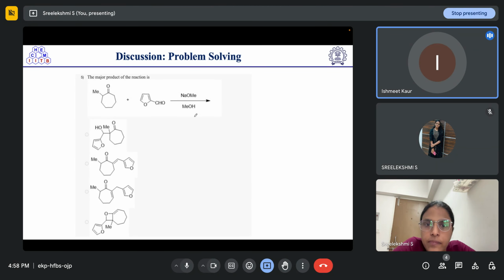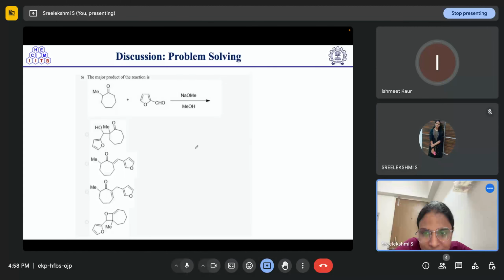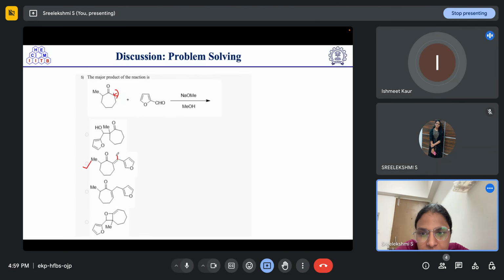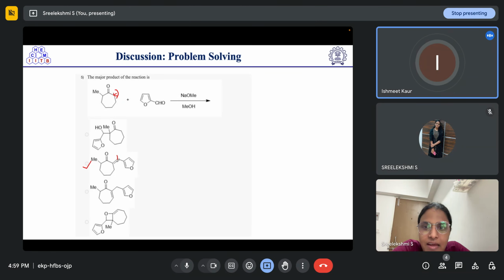Ma'am, it's option C. So you are expecting this internal double bond is forming, right? How will it be forming? Because once this is attacking over, no ma'am, the external double bond should be formed. Option B, yes. So OH will be at this center, right? Yes, ma'am. Then a water molecule will be leaving to form the double bond here.